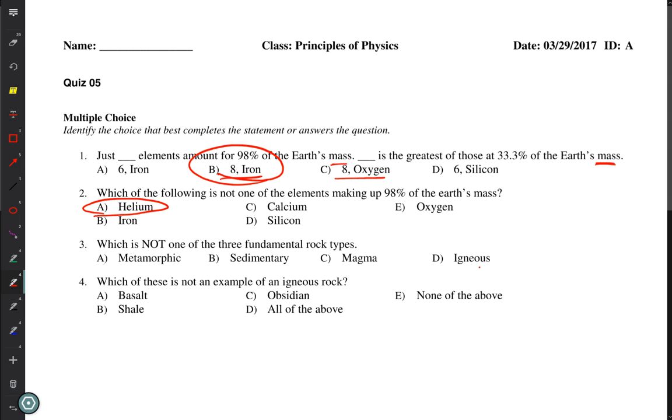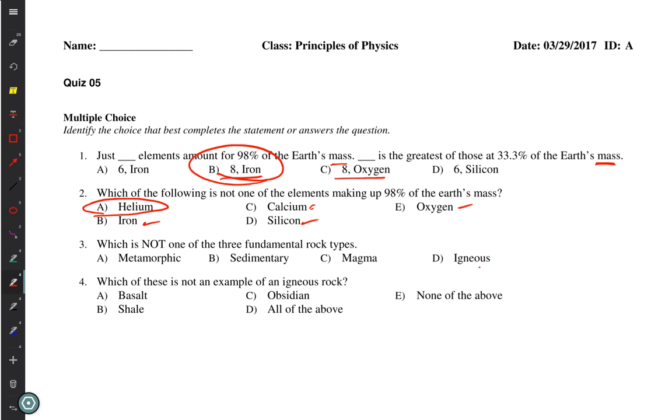So these other ones: iron, number 1, oxygen, number 2, silicon, number 3, and then I don't remember what the rankings were after the big 3. But calcium was also one of the big 8, the most common.